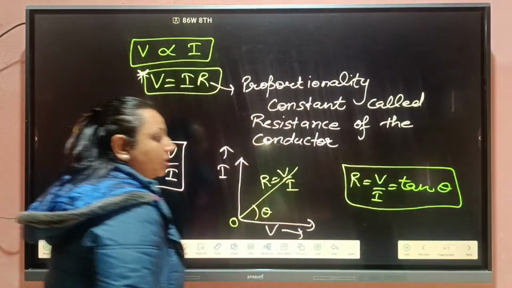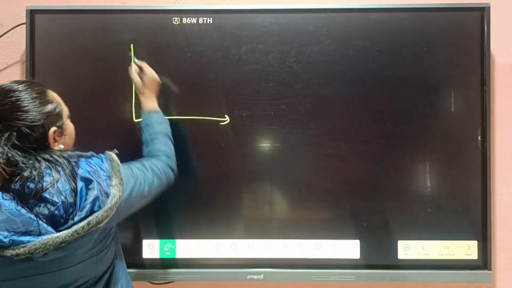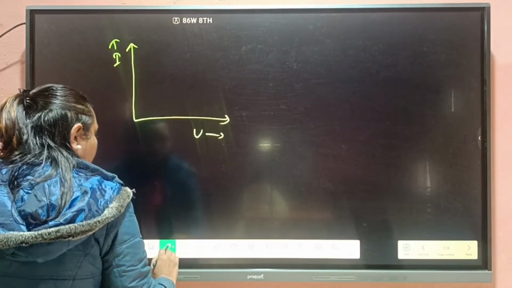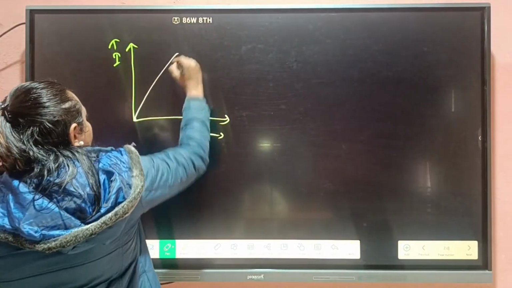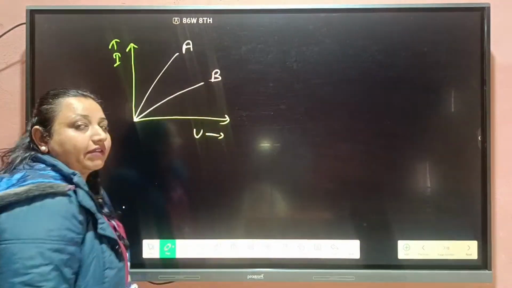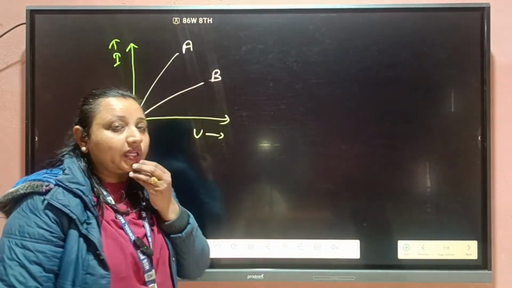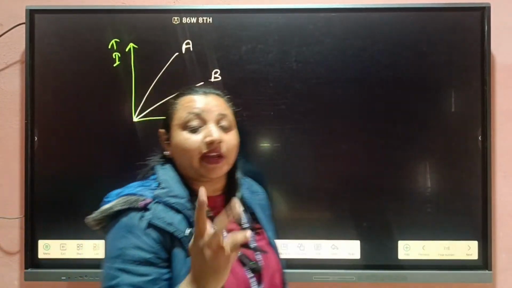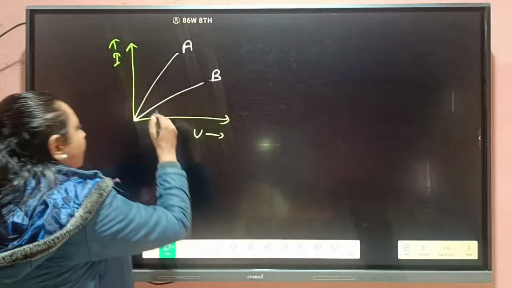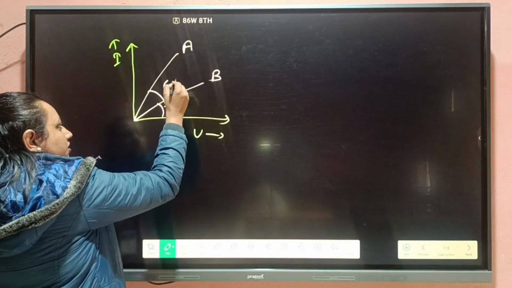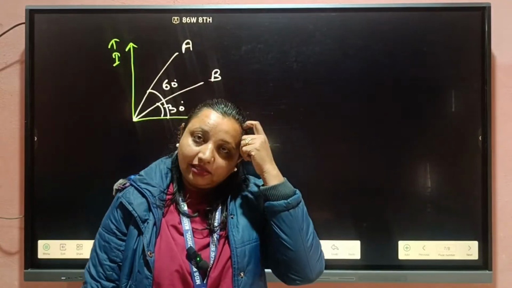ठीक है? If we have given in a question, this is V, this is I. It is given, ठीक है? A and B. We have given two slopes. You have to tell me which one is greater. So how you can tell? There are two ways to find. If angle is given, ठीक है? Suppose angle is given, it is 30 degree and it is 60 degree. So you can tell with the angle tan theta.